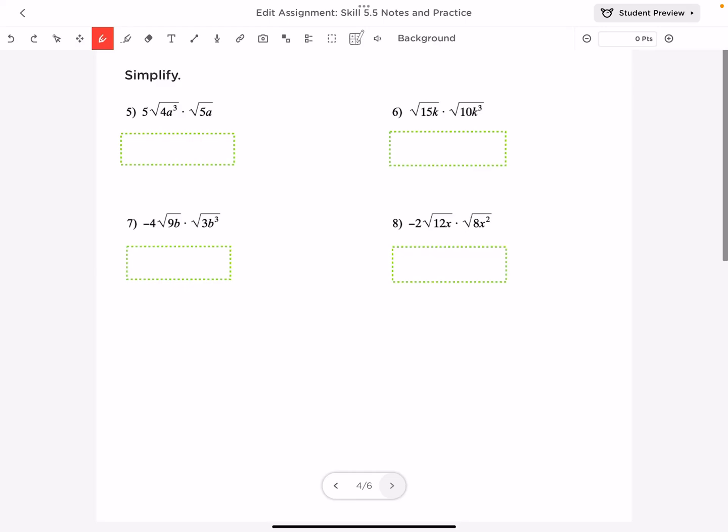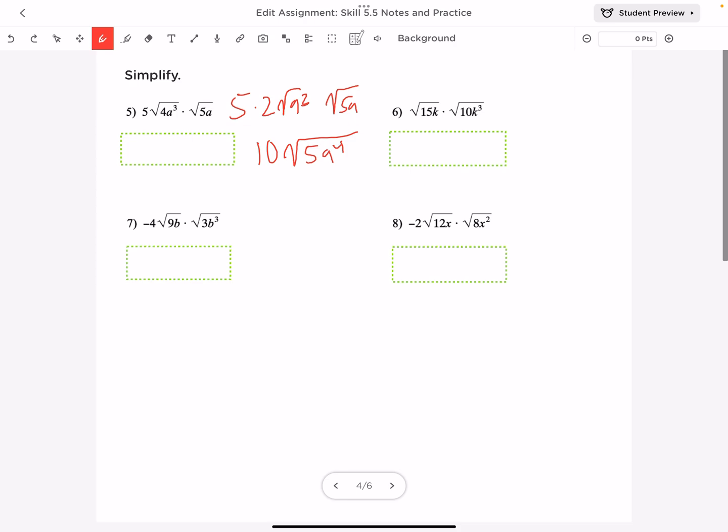All right, just like we did on the last page, except now we have variables, but it's often going to end up being the same. So for this, we can do 5, and square root of 4 is actually just 2. So you can just do 5 times 2, root a to the 3, square root 5a. When we combine these, we get 10 square root, and this is 5a to the 4th.